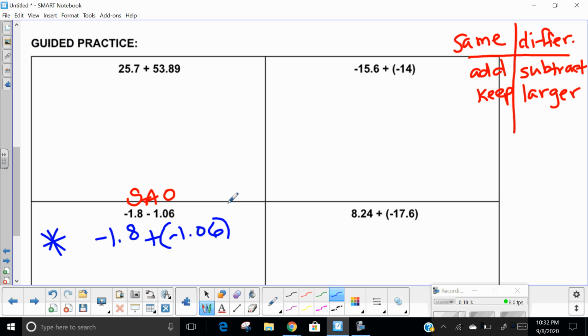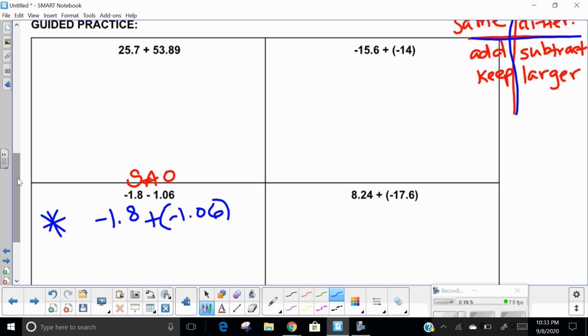And now we see that we're adding. So we come back up to the T-chart because we're adding. Remember, the plus sign in the middle of the T-chart tells me I'm adding. So now I need to find out, are my numbers the same sign or different sign? This one's negative, this one's negative. So that means we're looking at this side of the table because they have the same signs.